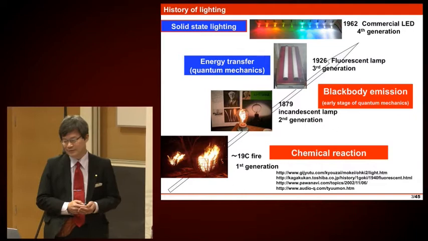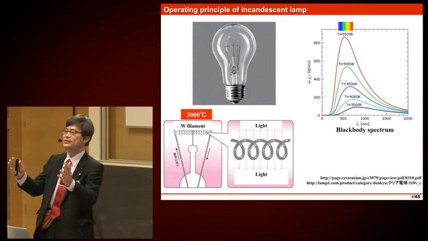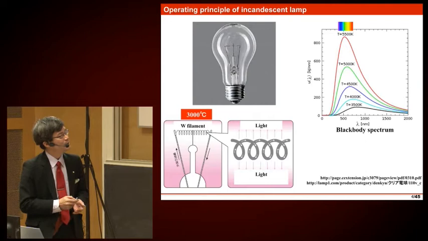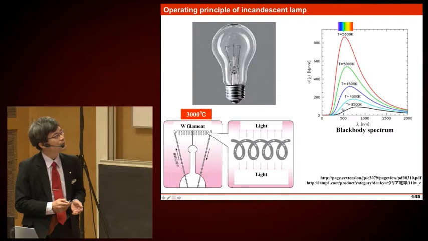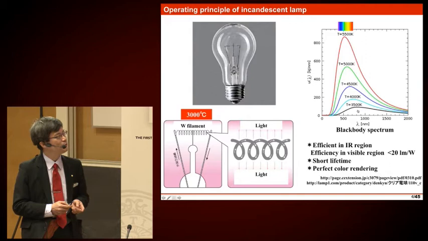The principle of incandescent lamp is really the black body emission. So the efficiency is high, but in the visible region, unfortunately the efficiency is low. Majority of the emission was in the infrared region. So the luminous efficacy of radiation is lower than 20 lumens per watt.